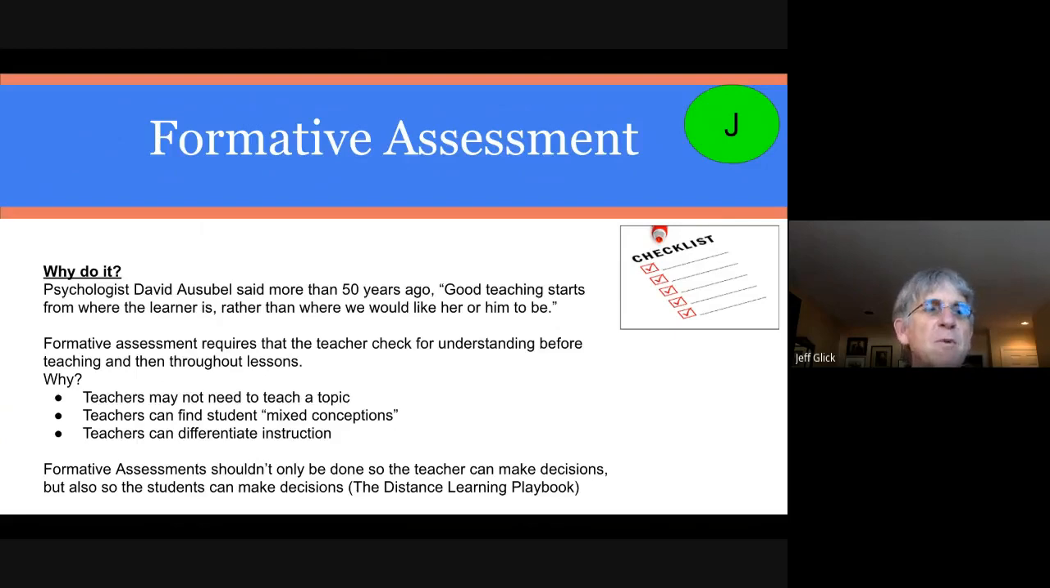If I'm doing a formative assessment, I might find I don't need to teach the topic at all. Maybe we're already good with it. Or I can find where students have some, instead of misconceptions, mixed conceptions. What do they have right and where are they maybe a little bit off? This can also help me to differentiate instruction.